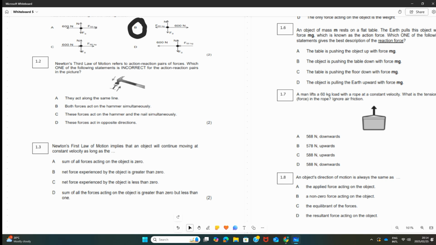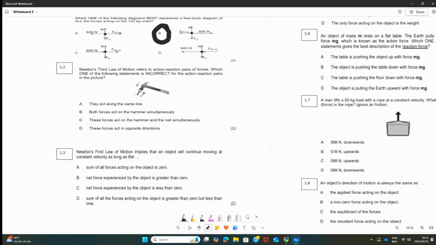B, both forces acting on the hammer simultaneously. It can't be the case, because in this case the hammer is exerting a force on the nail, whilst the nail is exerting a force on the hammer. So the incorrect answer here is B. Let us look at the others. Option C, these forces act on the hammer and the nail simultaneously. That statement is correct. Then D, these forces act in an opposite direction, which is the truth. Then let us proceed to the next question.